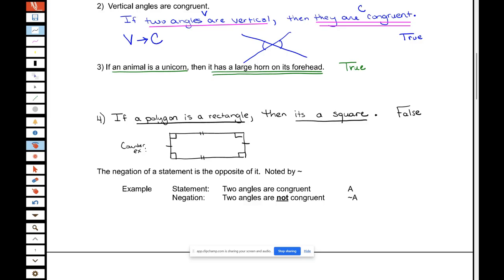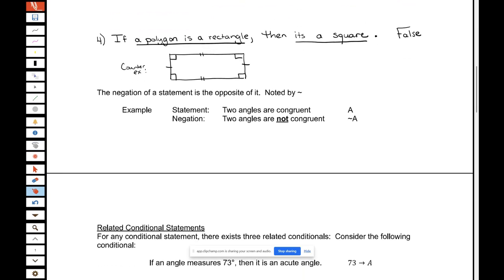Okay, the negation of a statement is the opposite of it. So when you say something is not true, saying the opposite of that would be saying it is true. Or if you are saying something that is true, saying the opposite of that would be saying it's not true. So let's say, for argument's sake, we have a statement, two angles are congruent, that I'm letting be A. The negation of that would be the two angles not be congruent, not A, and that little squiggly, the tilde symbol, is used as a negation here.